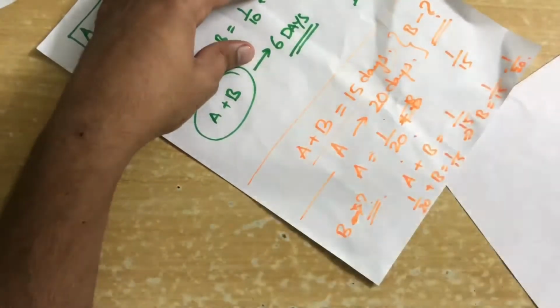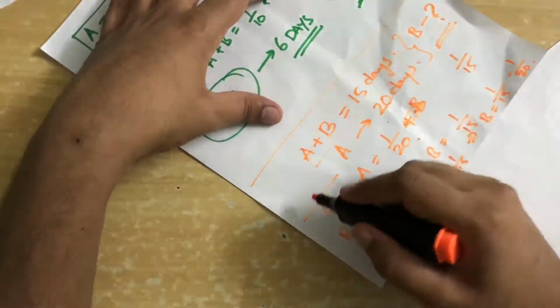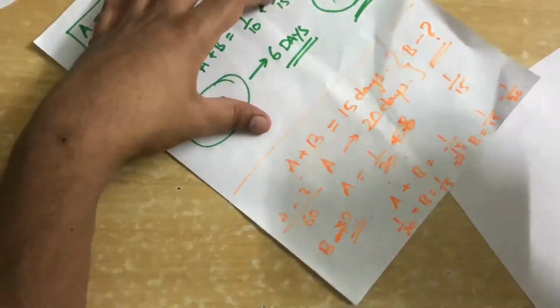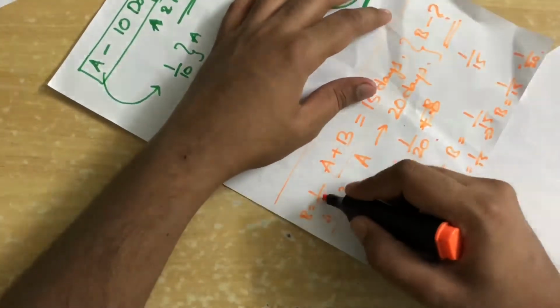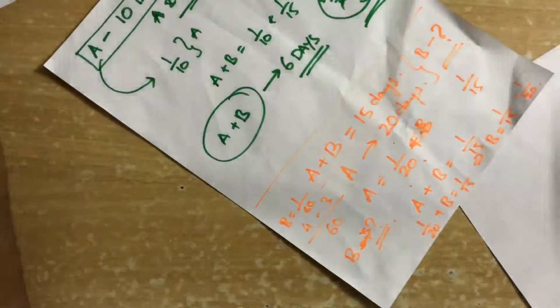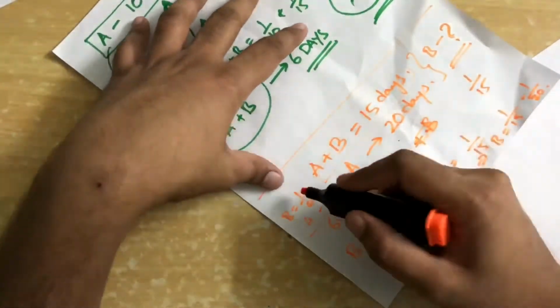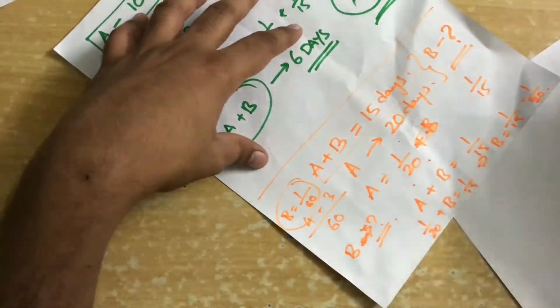So 15 and 20, that would be 60. 15 fours and 23s. So that would be 1 by 60. So B does 1 by 60. I don't know, guys, I hope it's not getting clumsy, but you get the process, right? So B is doing 1 by 60th of the work each single day.